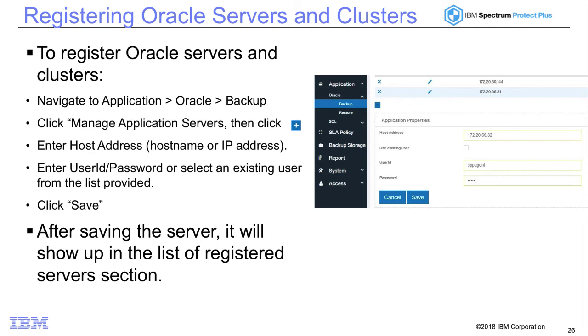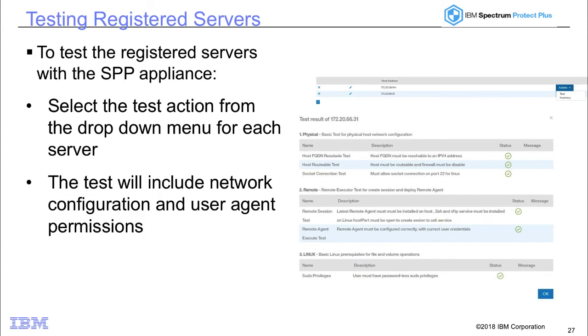Registering Oracle systems, once you set up the permissions, is very similar to SQL Server. You navigate to Application, Oracle, and Backup. You manage application servers and click the plus sign, and then add the host name or DNS name and the user ID with the proper privileges. Same test procedure: if you're concerned that the permissions are not right, run the test. Or even if you're not concerned, run the test to make sure that everything is in order before you start trying to perform an Oracle database backup.